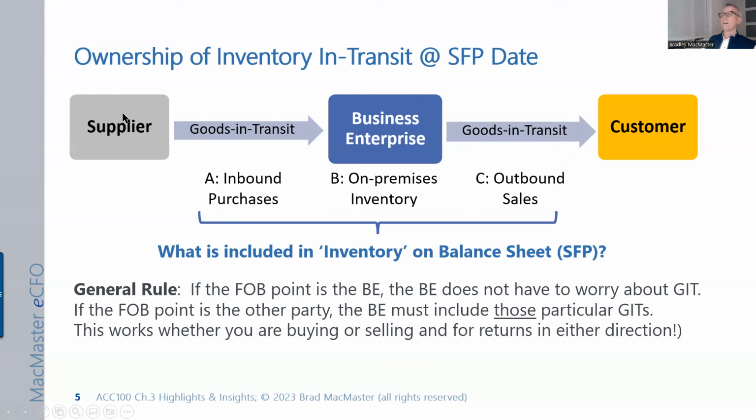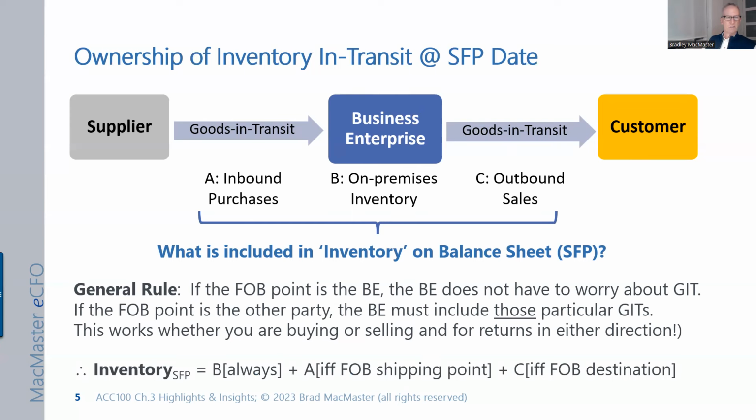So if the supplier is shipping goods FOB shipping point, then we own the goods that are in transit. And even though they're not in our premises, we have to get a document to account for the inclusion of those goods in our inventory. If we are shipping to our customer FOB destination, then we own the goods until they arrive at the customer. And even though they might not be on our premises, we still own them and we need to include them in our inventory. Okay, so this general rule applies whether you're buying, selling, or returning goods.